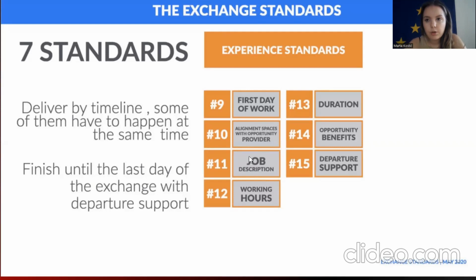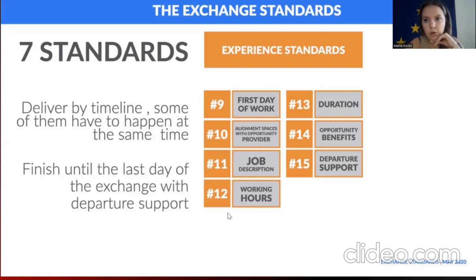Then job description, that is the standard where we need to fulfill what is said that the EP will do. For example, if it says that the EP will work 8 hours a day in that company, they need to fulfill that. If it says the EP will work one workshop a day with kids, that needs to be fulfilled. Working hours is the same.